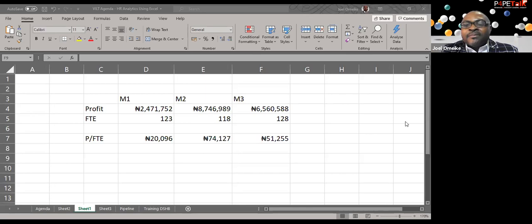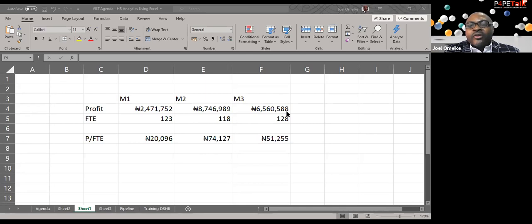Then could you please explain the first two measures under compensation and pay equity again? Okay, so I'll go back to it and explain it. I'll call up the slide now.